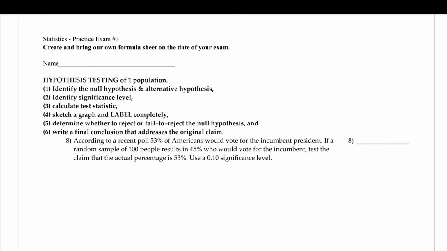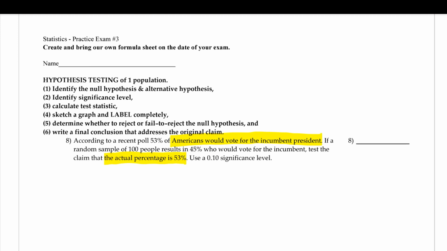Okay, question number 8. According to a recent poll, 53% of Americans would vote for the incumbent president. If a random sample of 100 people results in 45% who would vote for the incumbent, test the claim that the actual percentage is 53%. Use a 10% significance level. Okay, so in these types of questions, you always want to be able to identify the claim statement since they're asking us to test a claim. And what is that claim statement? That the actual percentage of Americans who would vote for the incumbent president is 53%.